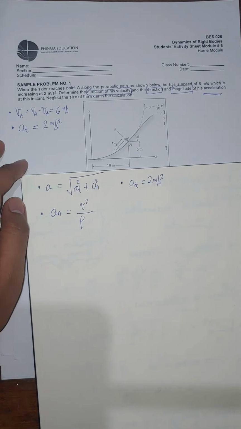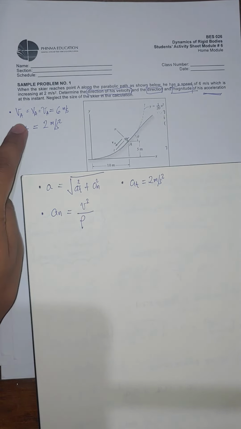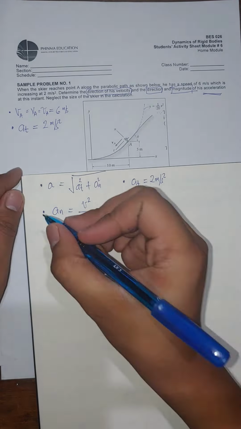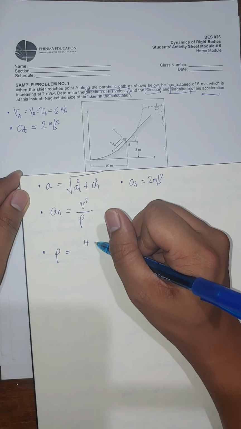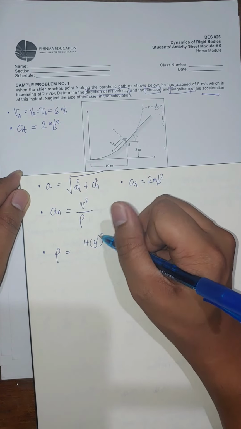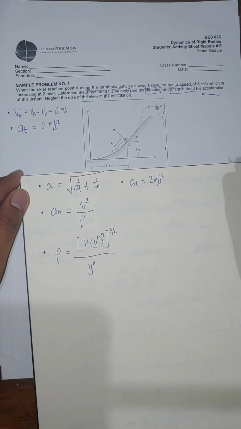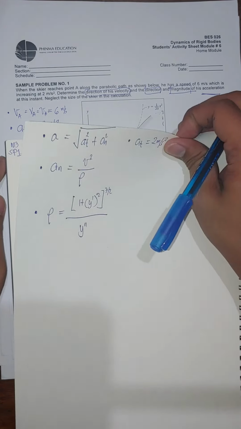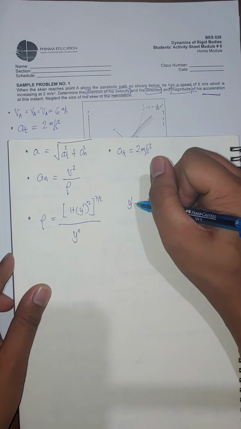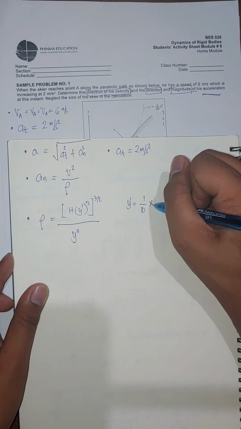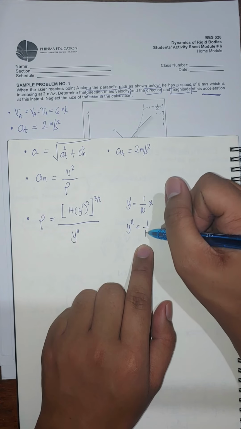Now the question is, we don't have rho. So we have the velocity, but we don't have rho. So we will use the given formula: rho is equal to 1 plus the first derivative y prime squared, to the 3 halves, over the y double prime. If you remember, our y prime, dy over dx, is 1 over 10x. So y prime is just equal to 1 over 10x. And then our second derivative would be just 1 over 10.